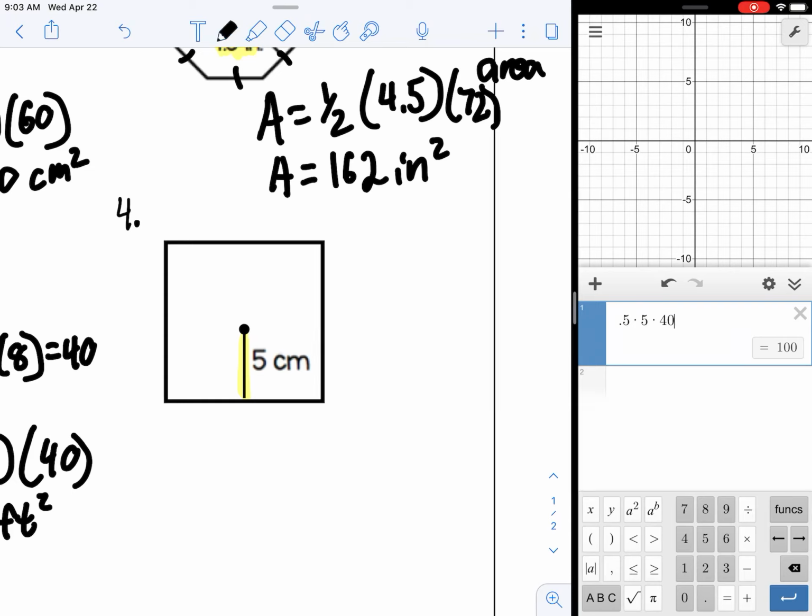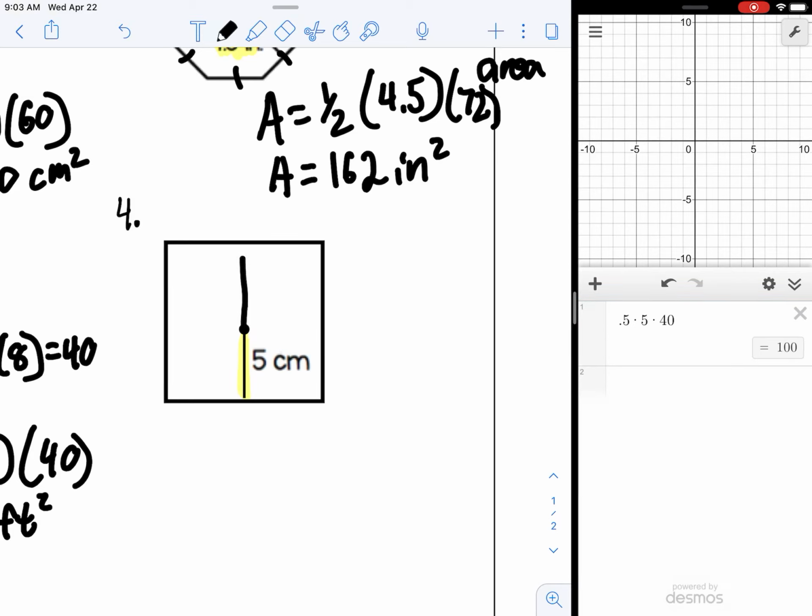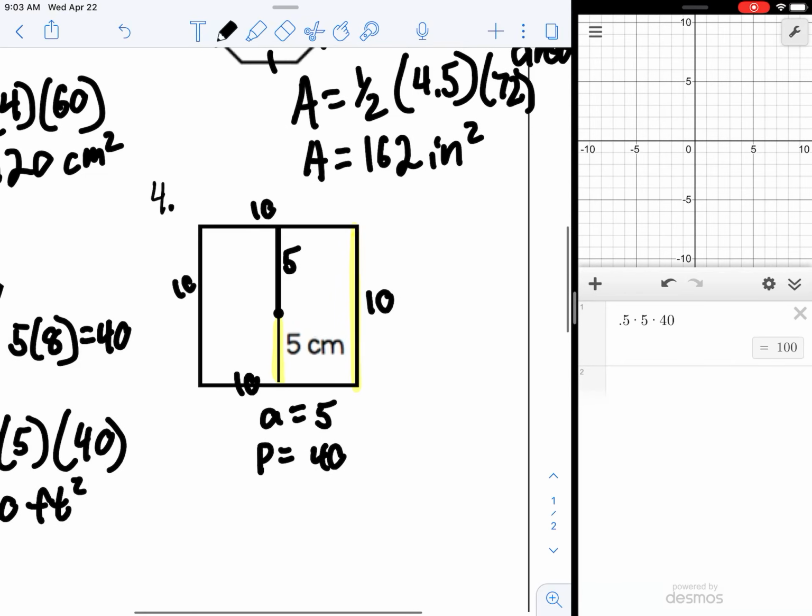Okay? So the apothem was from the center of the shape down to the side. Well, what if I continue that line going up? That apothem would also be 5. So my total distance from top to bottom, I would just find out by adding those two up, and I would get a total of 10. So now I know what my side lengths are, and I can figure out my perimeter. So my A is 5. My P, well, if that side's 10, this is 10, this is 10, this is 10, and so that gives me 40.